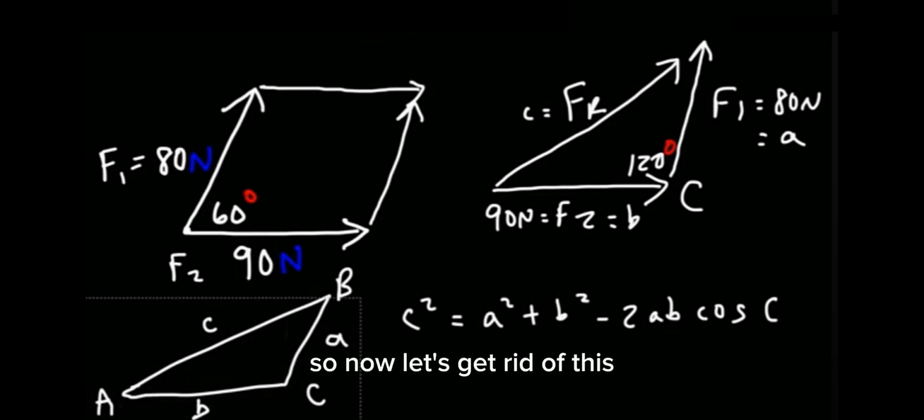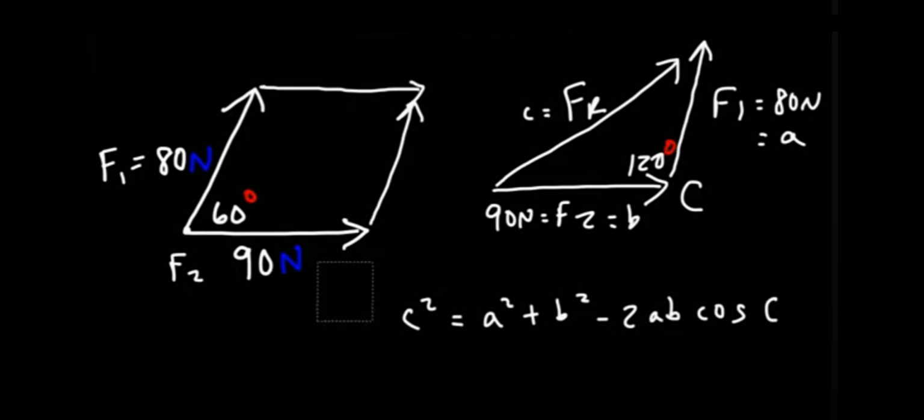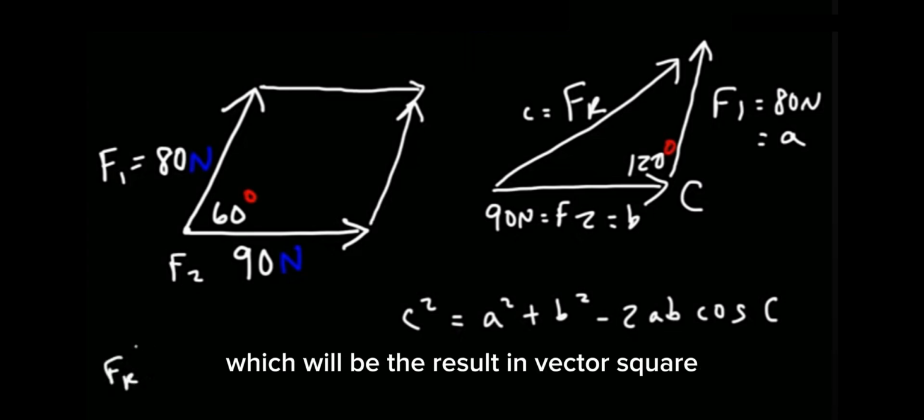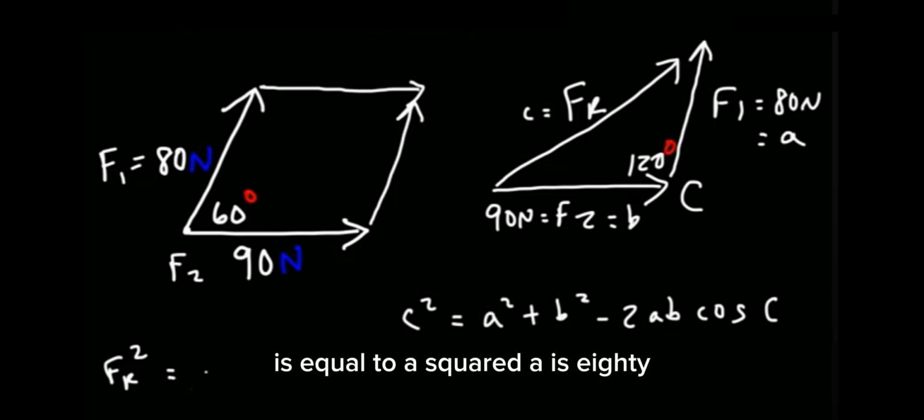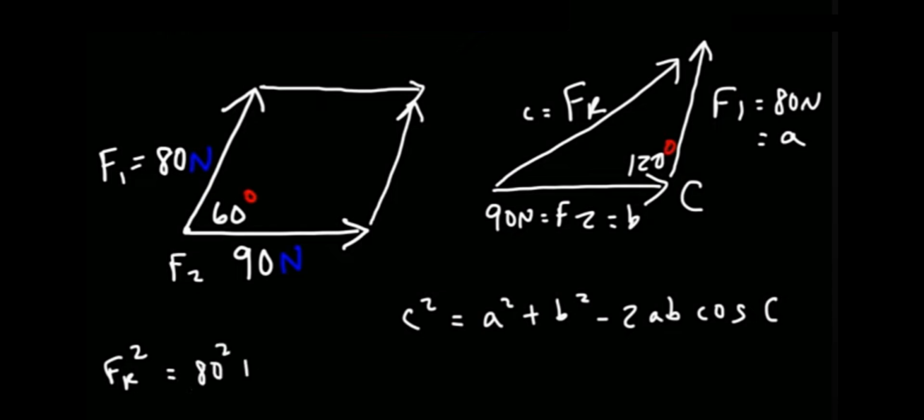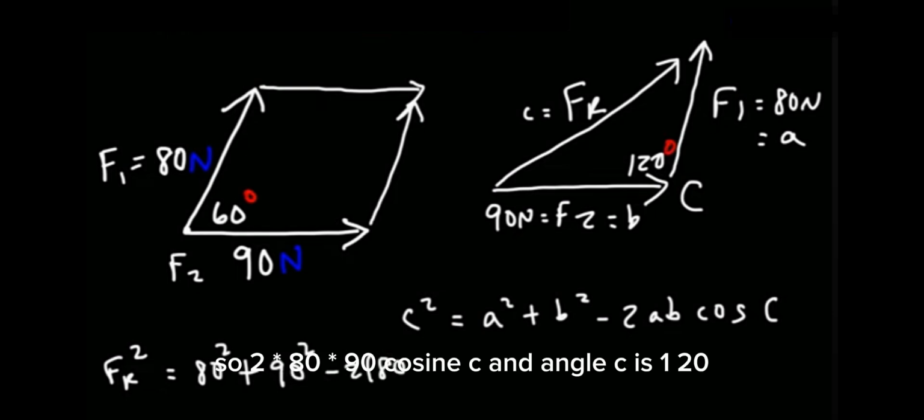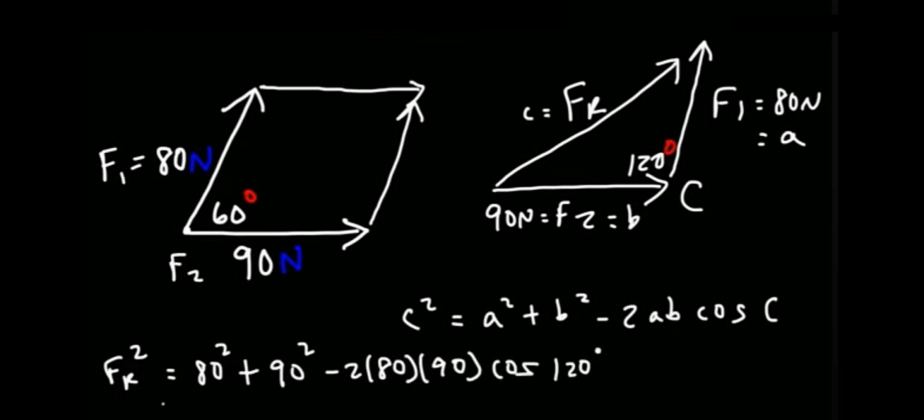So now let's get rid of this, and let's plug everything in. So c squared, which will be the resultant vector squared, is equal to a squared. A is 80. Plus b squared, b is 90. Minus 2ab, so 2 times 80 times 90, cosine C. Then angle C is 120. So now let's plug this in the calculator.